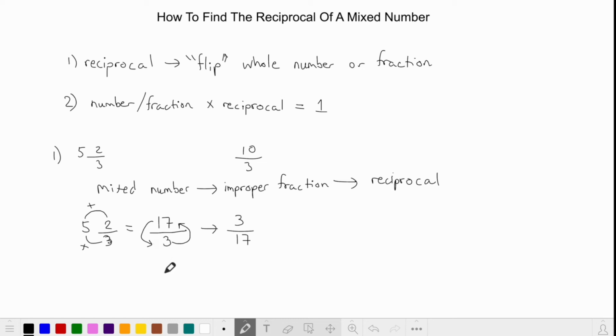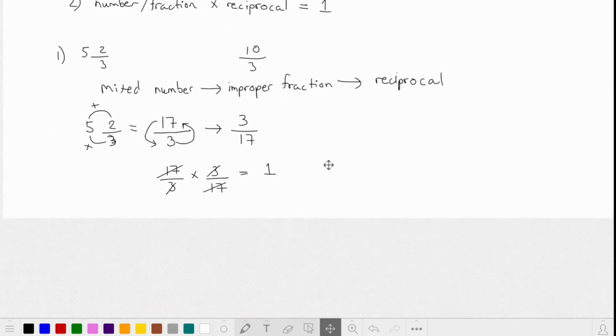And now let's check by multiplying the improper fraction by its reciprocal, to see if we get 1. The 3s cancel out and the 17s cancel out. So 1. Voila. So it shows that 3/17 is the reciprocal of 17/3, or in other words, 3/17 is the reciprocal of 5 2/3. So I hope it makes sense, and let's move on to the next example.